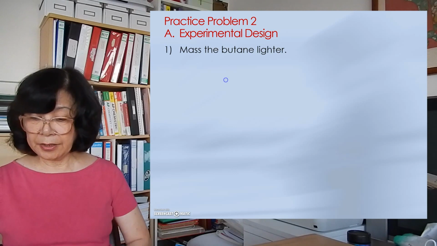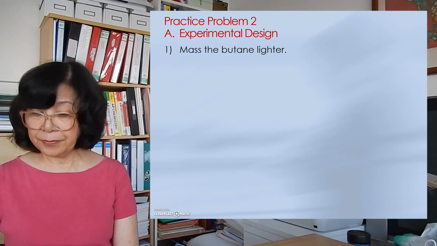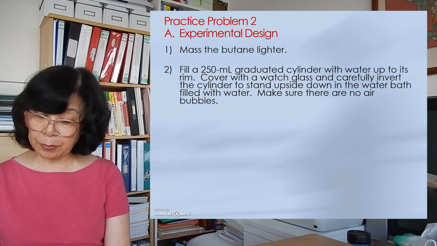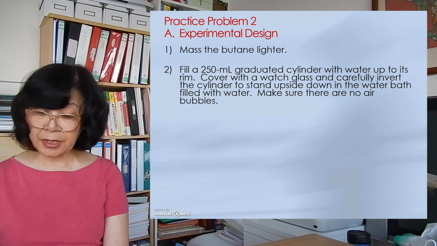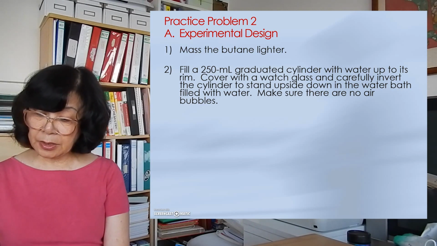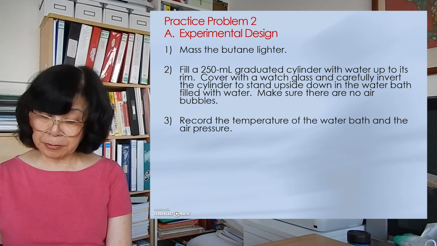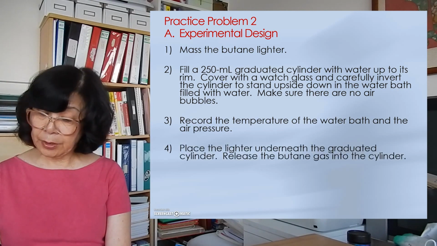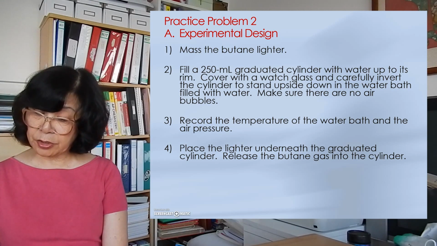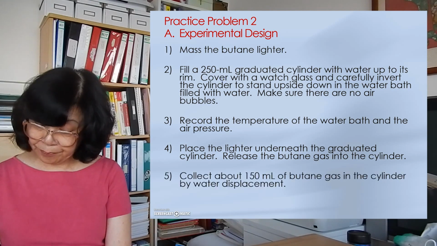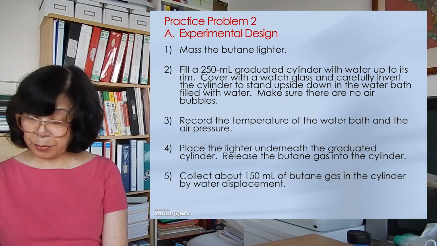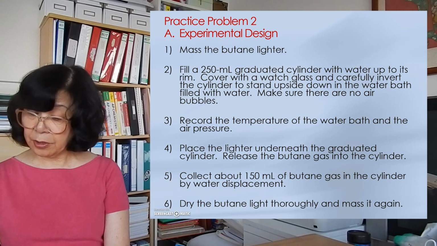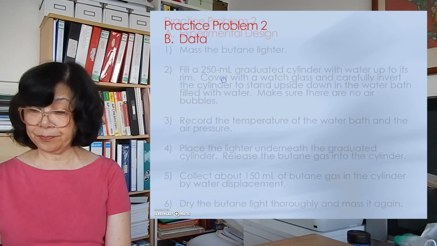Now the design. First we mass the lighter, and then we fill a 250 milliliter graduated cylinder with water up to the rim, covered with a watch glass, carefully inverted upside down in the water bath. Make sure there's no air bubbles. Record the temperature of the water bath and the air pressure as well. Place the lighter beneath the graduated cylinder, release the butane into the cylinder. Collect about 150 milliliter of the butane gas in the cylinder by water displacement. Then dry the butane lighter thoroughly and mass it again.